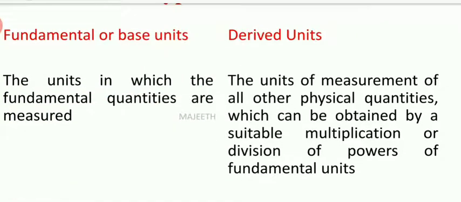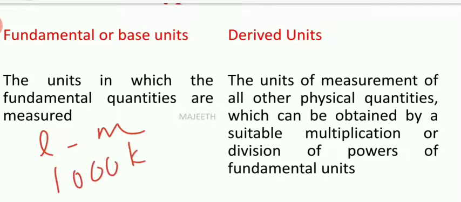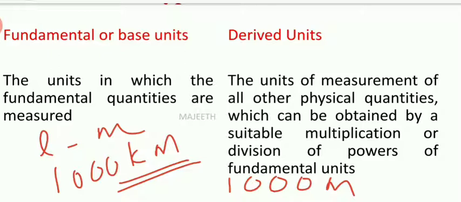We know the unit of length is meter, right? Suppose I traveled 1000 kilometer. This kilometer is a derived unit. Clear? So how can I represent this in terms of the fundamental unit? 1000 kilometer is equal to 1000000 meter. That's what this is talking about: the units of measurement of all other physical quantities. Kilometer is a derived unit.